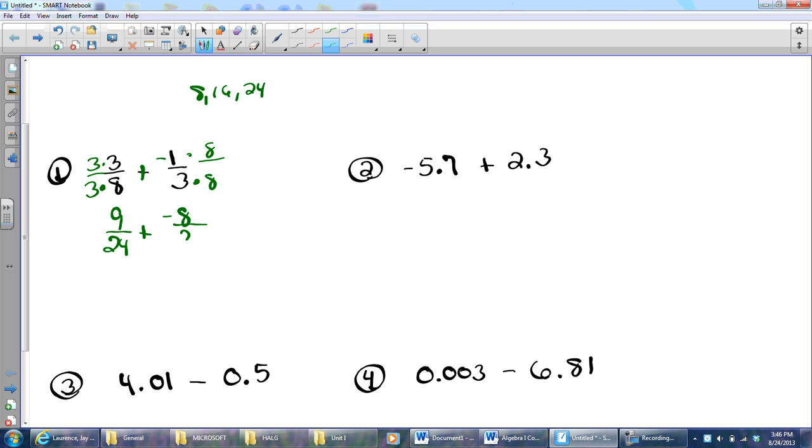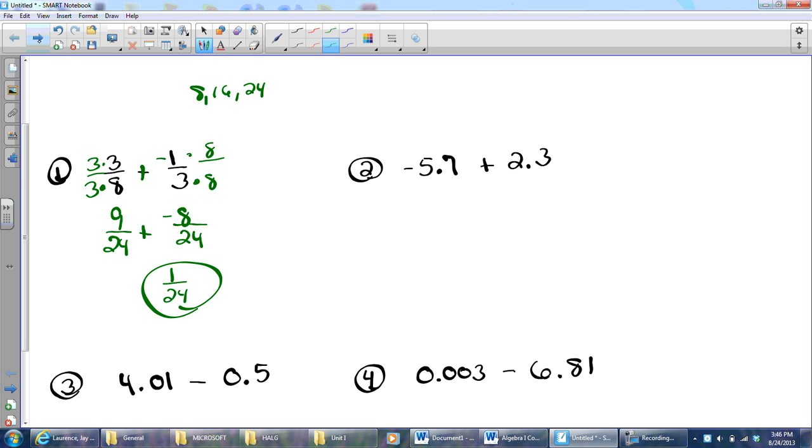Negative 8 over 24. All right, well, I have 9 24ths, and I take away 8 of the 24ths. I'm left with 1 24th. Pretty simple stuff. Now, if I come over here, I have negative 5 and 7 tenths plus 2 and 3 tenths.